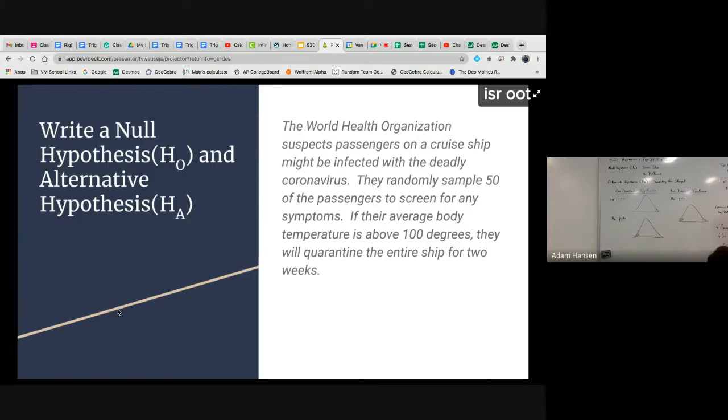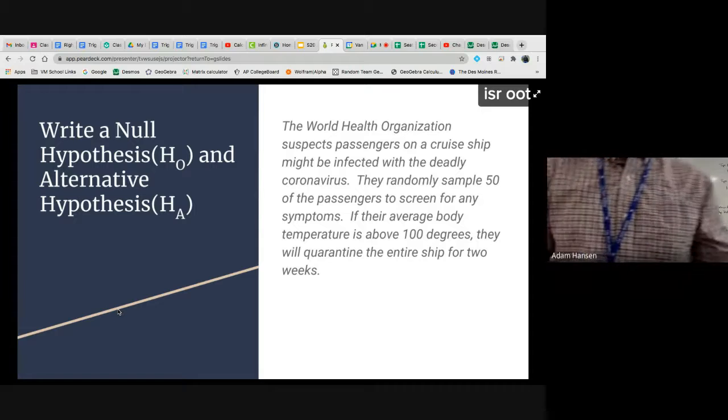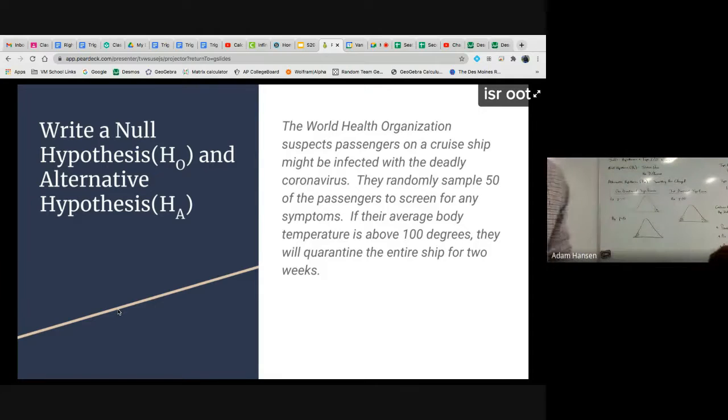Assume people are healthy until you can take a sample and prove otherwise. That's what hypothesis testing is all about. So we're going to assume that people's temperature is fine. We take a sample of people and show that their average temperature is more than that. All right, questions on writing the H naught and H sub A? Okay.